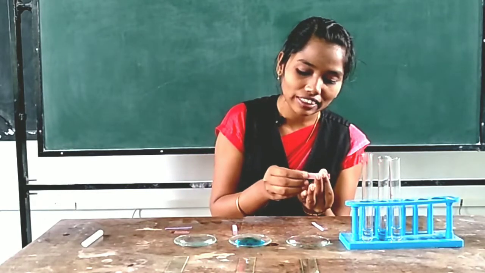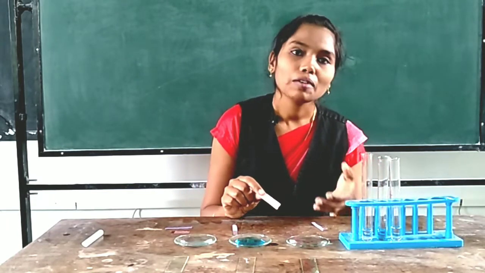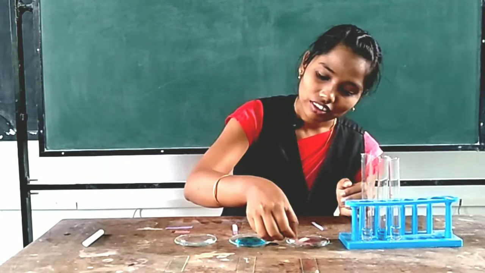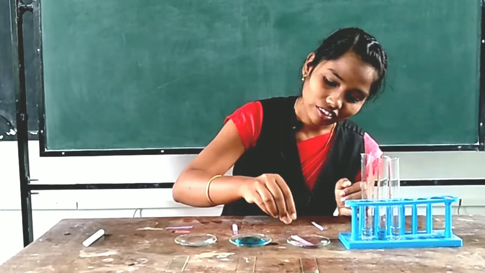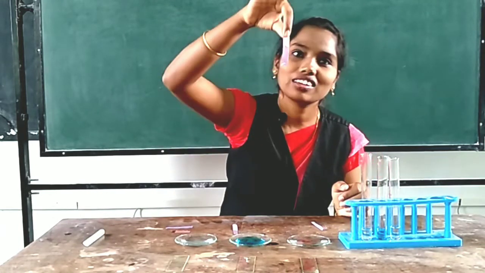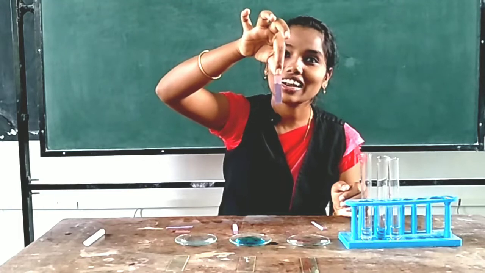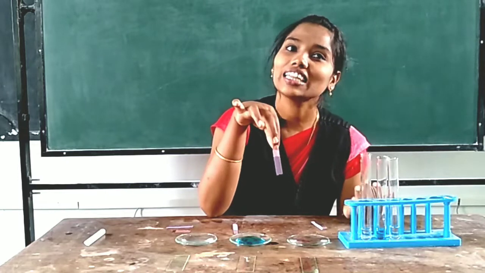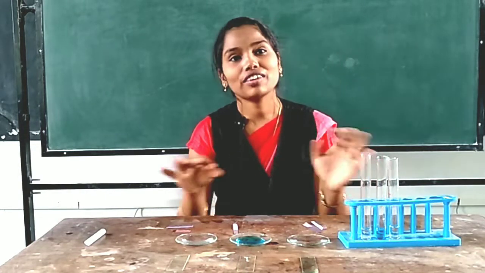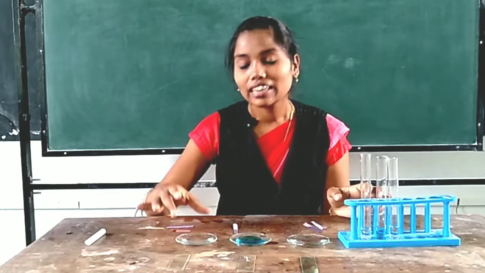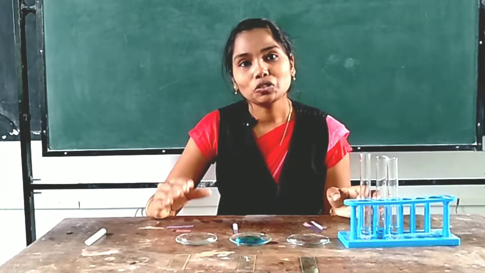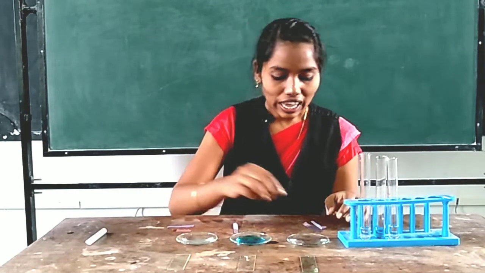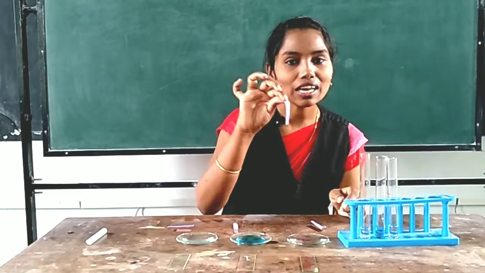So now we are going to check the nature of the baking soda solution, that is sodium hydrogen carbonate solution. Can you see? What is the color change? The red litmus paper turned blue. It indicates what, children? It is basic in nature. So from this activity we came to know that the sodium chloride solution is neutral in nature, the copper sulfate solution is acidic in nature and the baking soda solution is basic in nature.